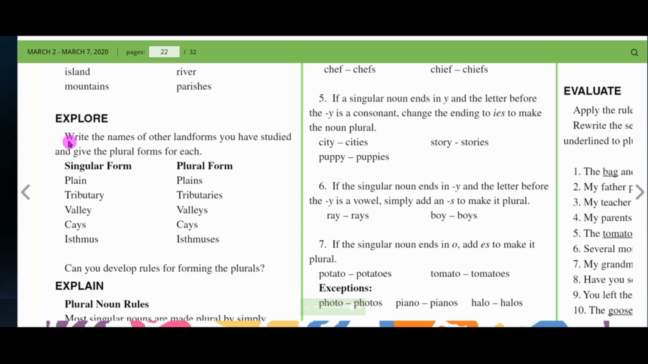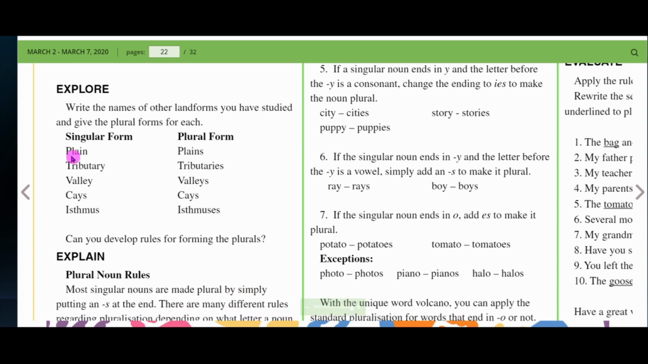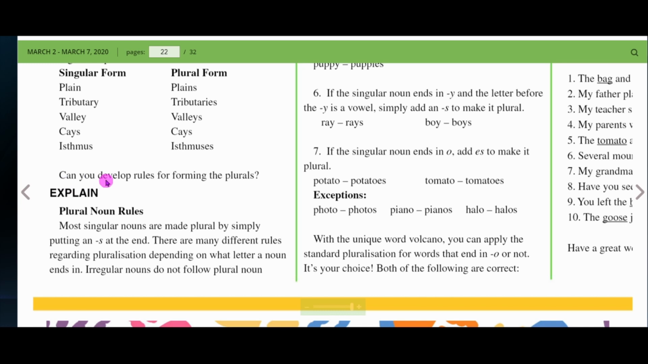Explore. Write the names of other landforms you have studied and give the plural forms for each. Plain, plains; tributary, tributaries; valley, valleys; keys, keys; isthmus, isthmuses. Can you develop a rule for forming the plurals?